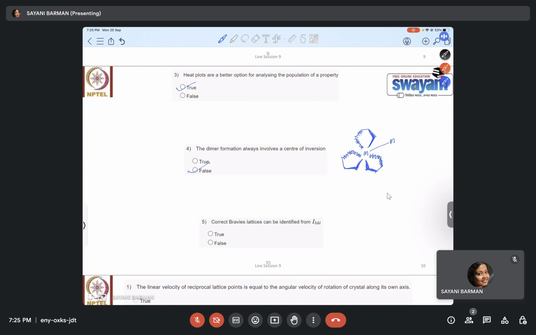The next one is, correct Bravais lattices can be identified from the diffracted intensity. Yes, it's correct.